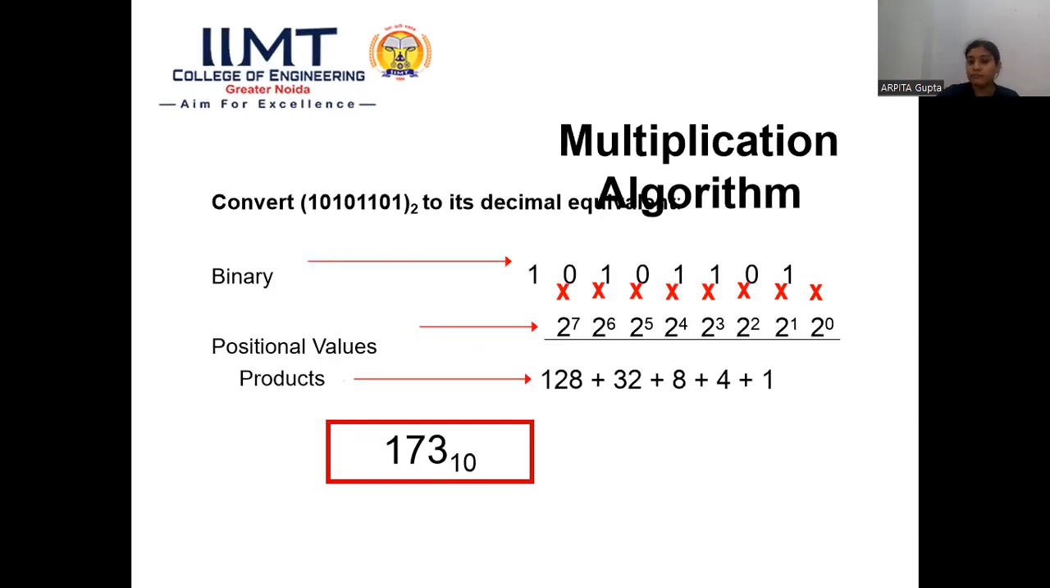Then the next step is to find the decimal equivalent by summing those products, the products after the multiplication. We got the products 128, 32, 8, 4, 1. Now add up all these products and we got the final decimal number 173 with base 10. If we are confused whether this is right or not, we again convert 173, a decimal number, into a binary number, and we get the same answer.